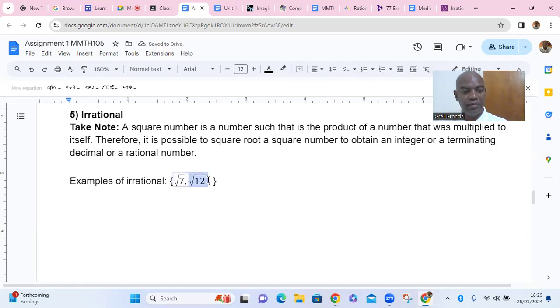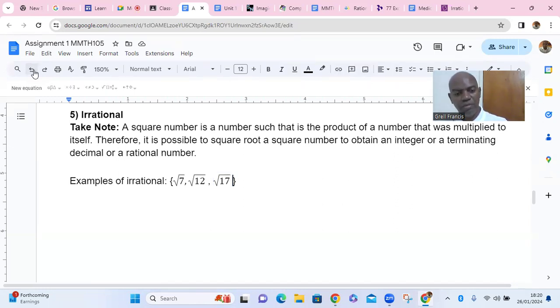But there is no number that can be multiplied by itself, integer or terminating decimal, to give you 17. The square root of 17 is an irrational number. So therefore, in a nutshell, an irrational number cannot be written as a fraction.